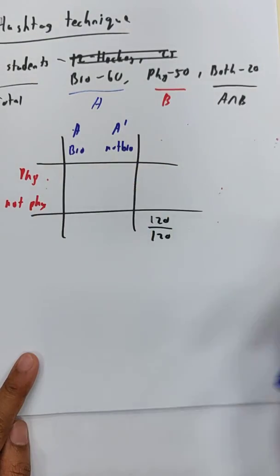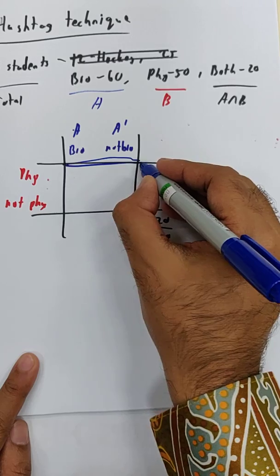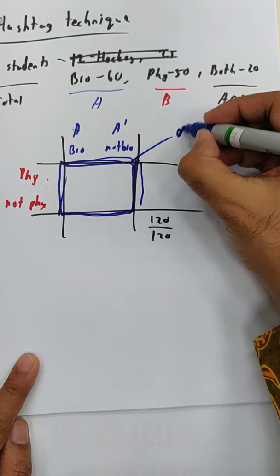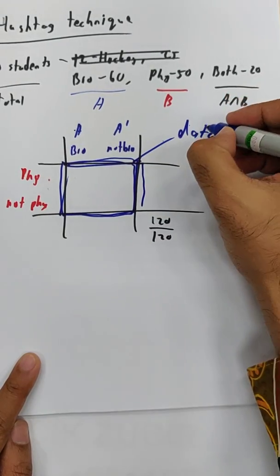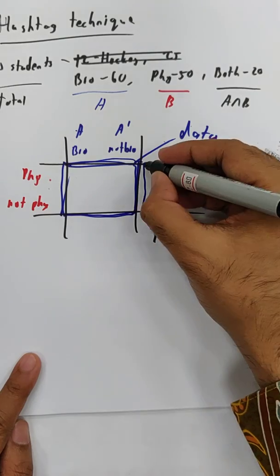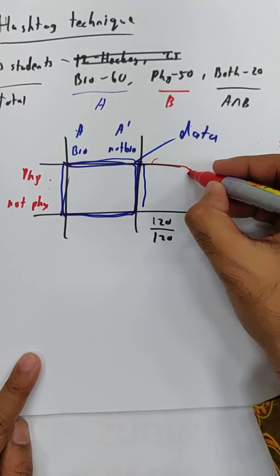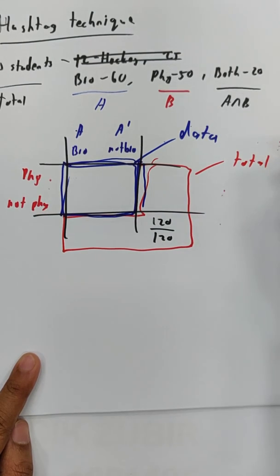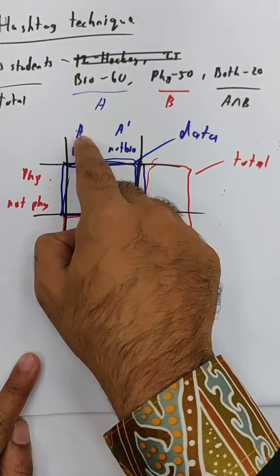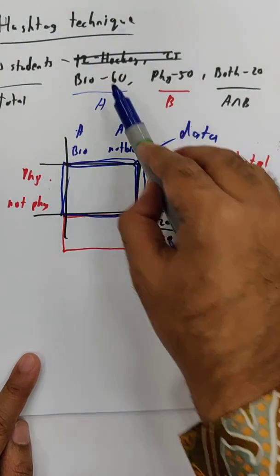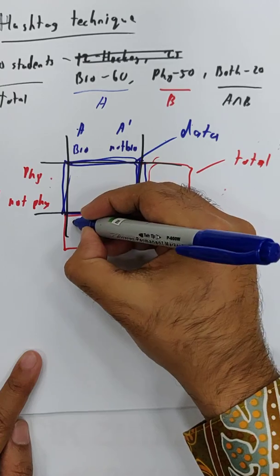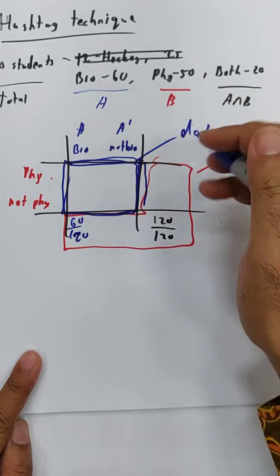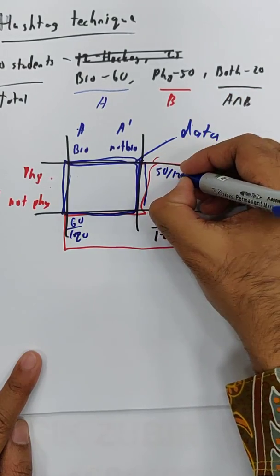Okay, you need to know, just a summary. This is what I prefer to call the data, this box. Data or data, depending on which continent you are from. And this outline outside here, this is what I prefer to call the total. So the total of bio is 60. Where do I write this down? Down here. 60 over 120. The total of physics, 50. I write it down over here. 50 over 120.